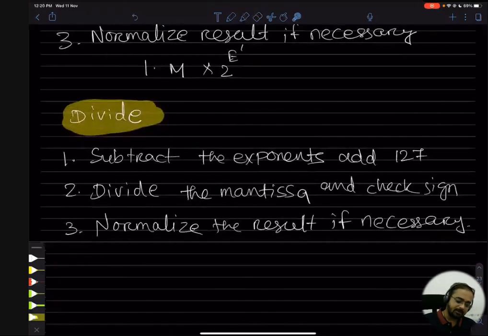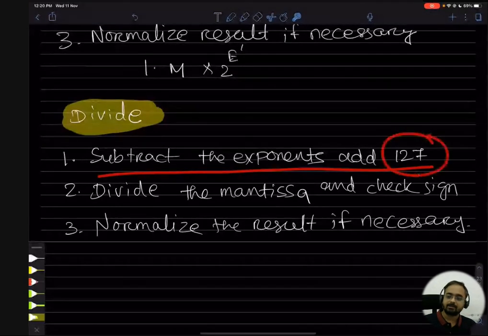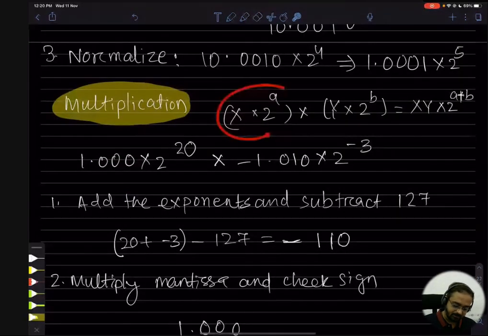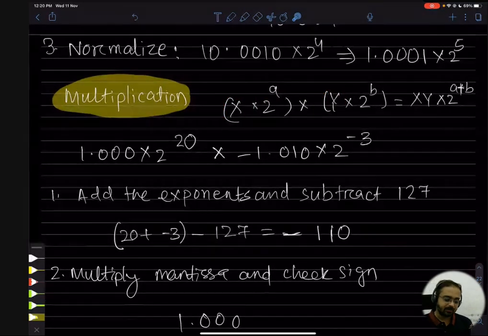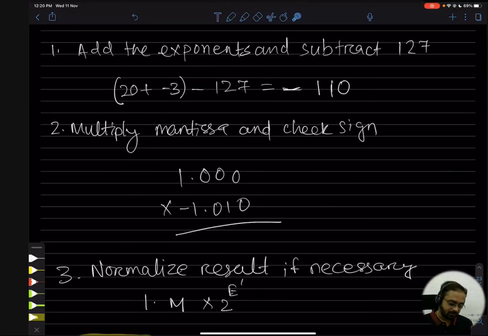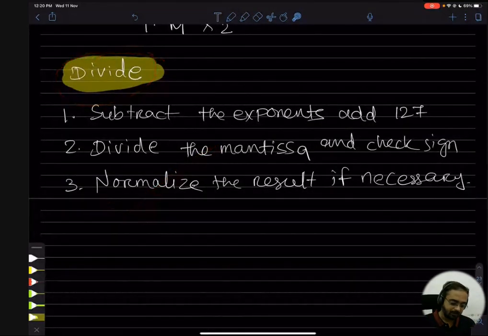How to do the division? Obviously we do the division by subtracting the exponent and adding 127 to it. Whenever you do the division of two numbers, this number divided by this number, how to do it in normal decimal? You normally do a minus b here, and x divided by y, that is the result. So x divided by y into 2 to the power a minus b, that is the result in case of divide. It's the same thing we will do for binary numbers as well.